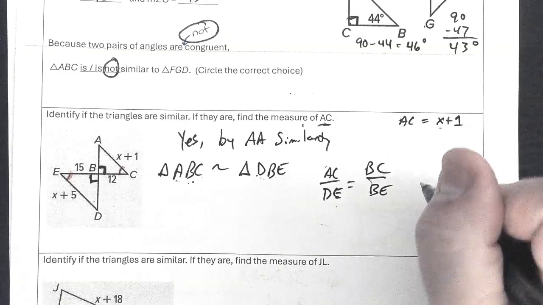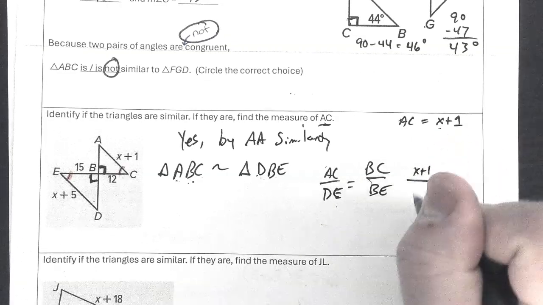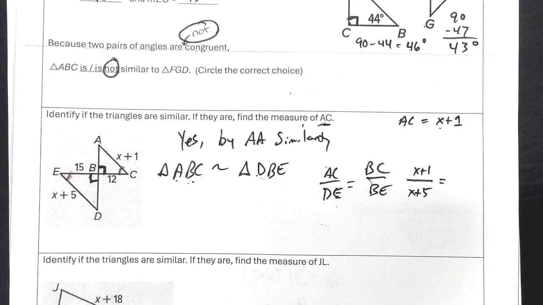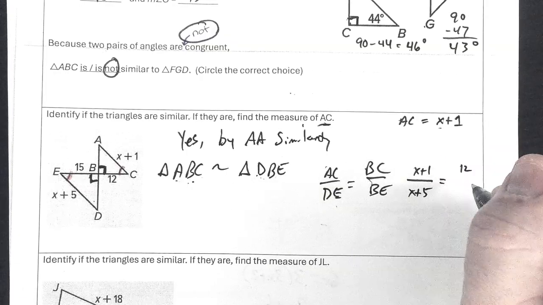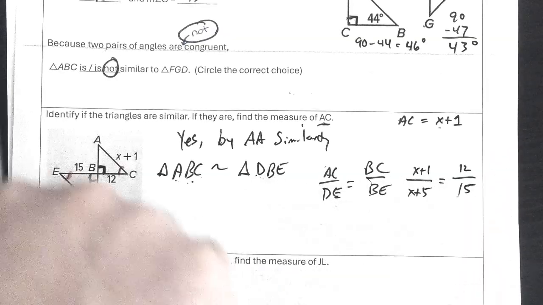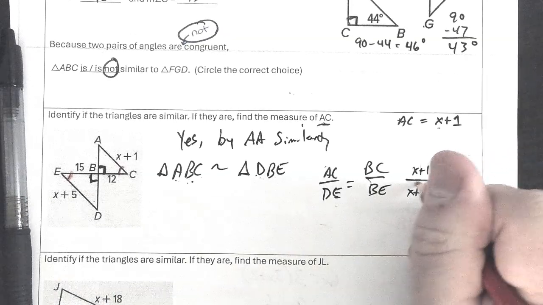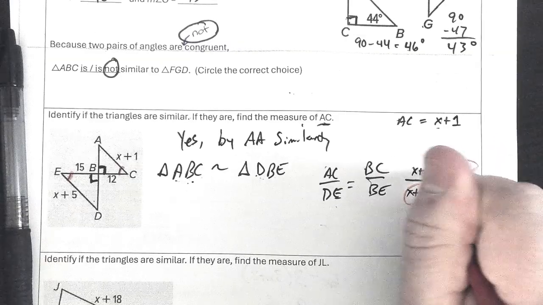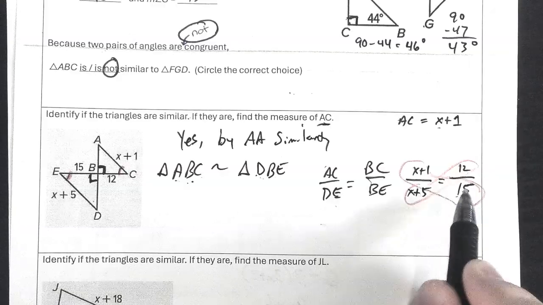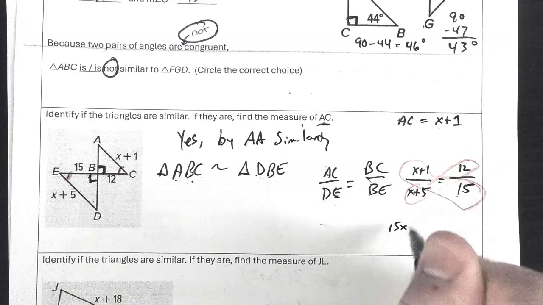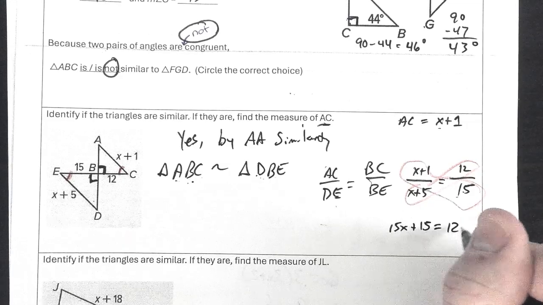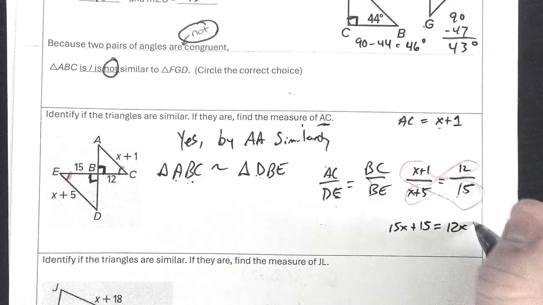Excuse me. So AC is x plus 1. DE is x plus 5. And BC is 12. And BE is 15. So we're going to butterfly like this and like this. All right, so let's start this way. So 15 times x is 15x, and then 1 times 15 is 15. 12 times x is 12x, and 12 times 5 is 60.